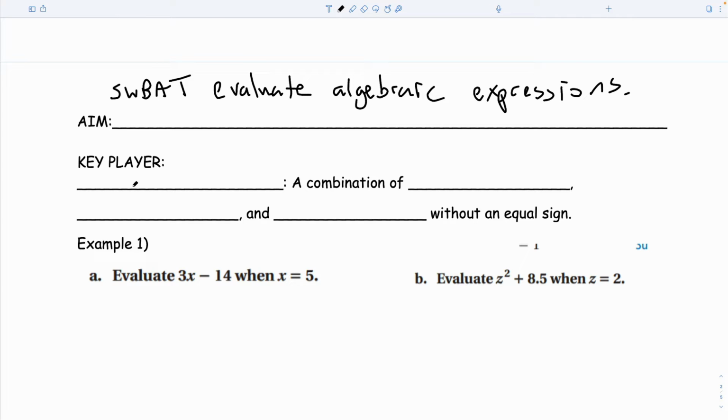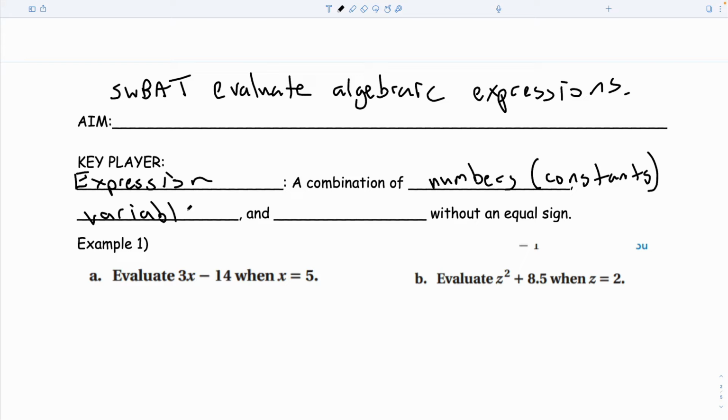Okay. A key player, you're being introduced to something called an expression. Say expression, 2, 1, 2. An expression is a combination of numbers. We might call them constants. Fancy term for number. Mathematicians like to change around the words to sound pretty smart. A constant is a number. It's just a plain number. So you might have numbers. You might have variables. Say variable, 2, 1, 2.